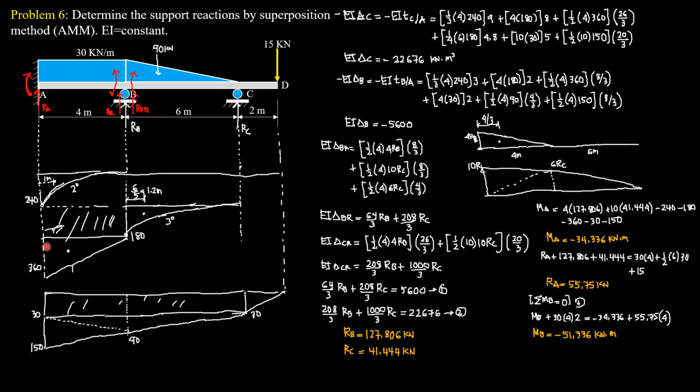So that's it for this part. And finally, for the 15 kilonewton load, the moment of the 15 kilonewton load at C is 15 times 2, so 30. But the moment of the 15 kilonewton load at A is 15 times 12, so 180. 30 plus 150 is 180.